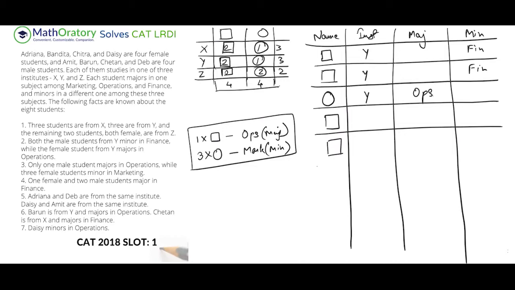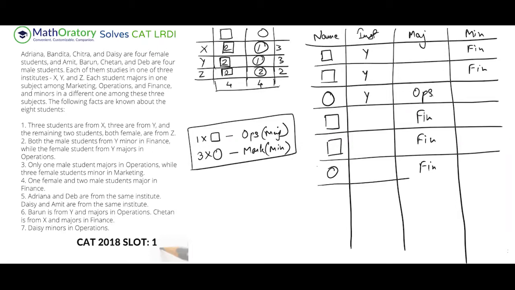So two male students are majoring in finance. So this is what we have. And only one female is majoring in finance, right? So this is also what we know. Additionally, we know a few other things.